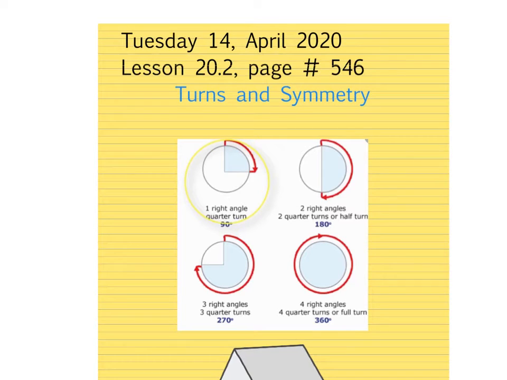Today, we're going to study something a little bit new, and it's on lesson number 20.2, page 546. The lesson for today is about turns and symmetry. Please copy this information in your notebook, and do not forget about writing the date for today. It's Tuesday, 14th of April, 2020.